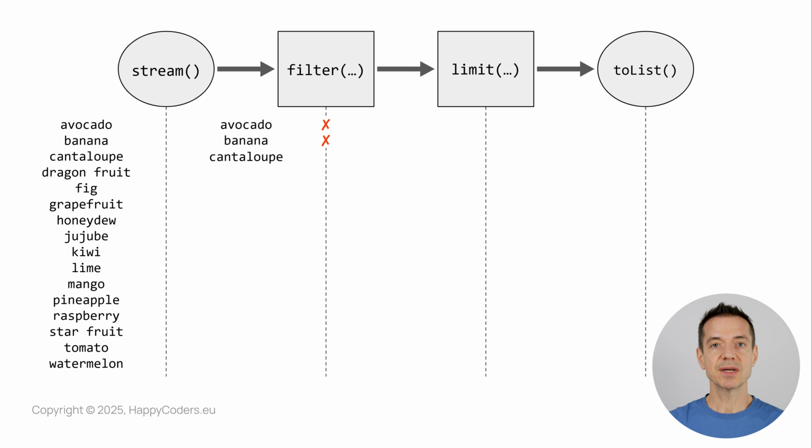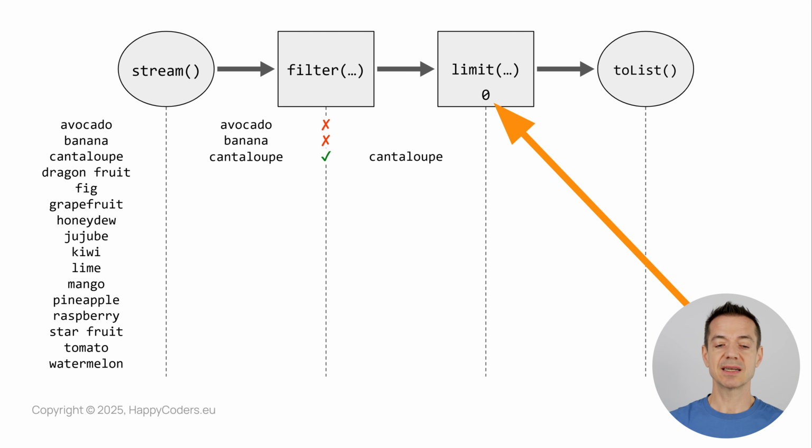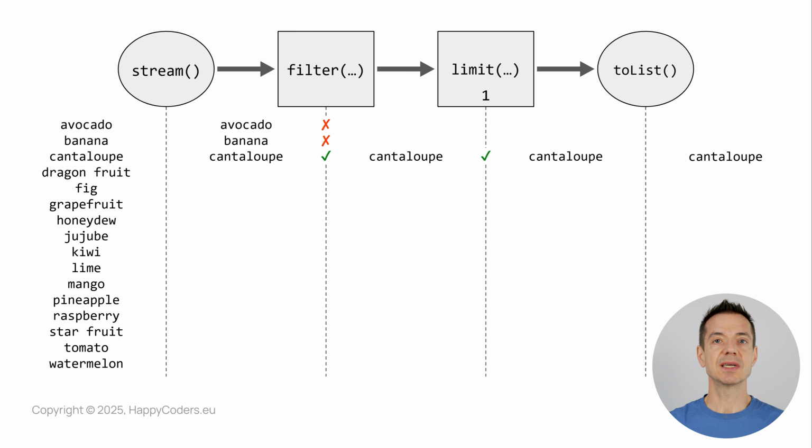Then comes the third element, cantaloupe. Here, the filter predicate evaluates to true, so the filter passes the element on to the next stage of the pipeline, the limit operation. That stage has an internal counter which starts at 0, and therefore the limit operation knows it hasn't passed any elements on yet. It pushes the cantaloupe to the next stage and increments the counter by 1. The terminal operation toList collects the element into a list.